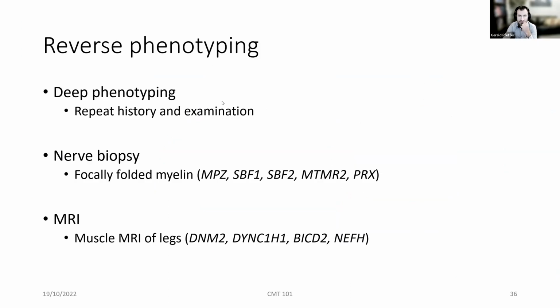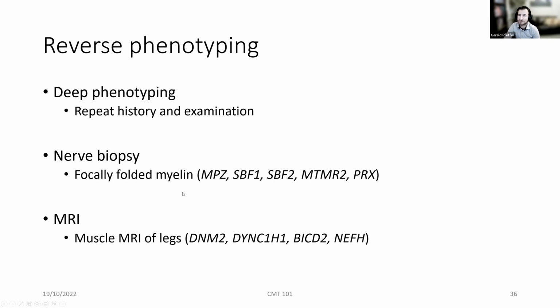So usually in that situation, I'll go back and repeat the history and the examination to try and tease out some of these features that I might have missed before. Occasionally, we will do nerve biopsy. I've listed it here, but it would be pretty unusual for us to really want to do this test because people are left with pain after the procedure, which can be long-standing.